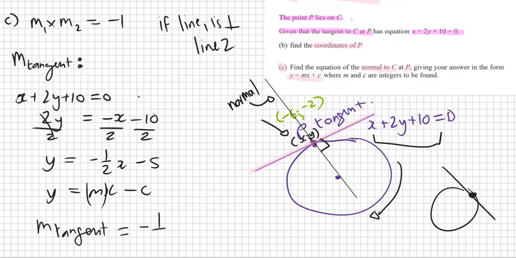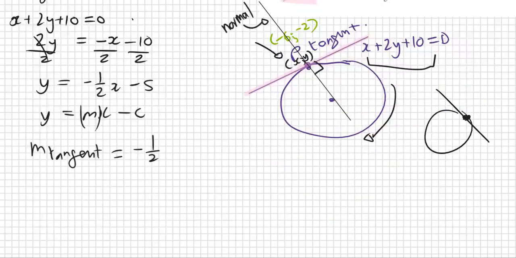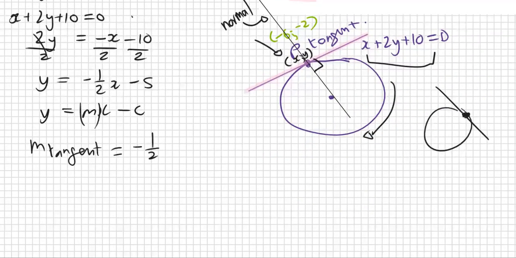is -1/2. So we know that m times m must equal -1, or to find the m of the normal, the quick method is to just flip this around and change the sign. Flip this around and change the sign. So that would be 2. But let's look at the actual working.